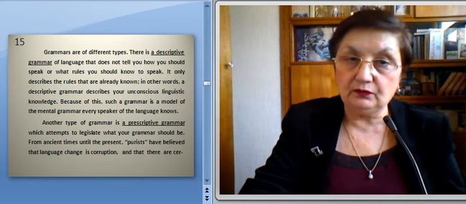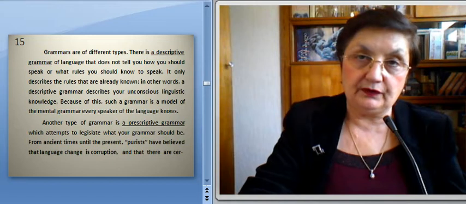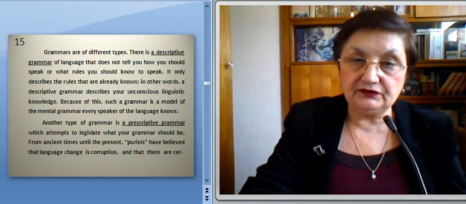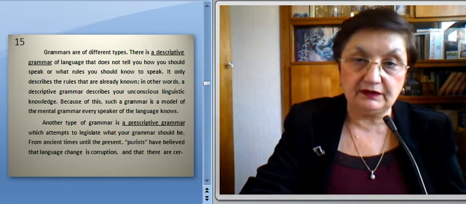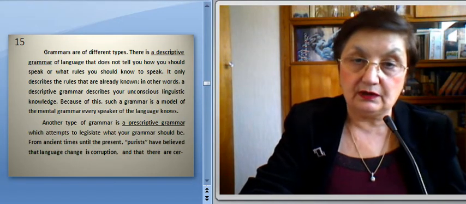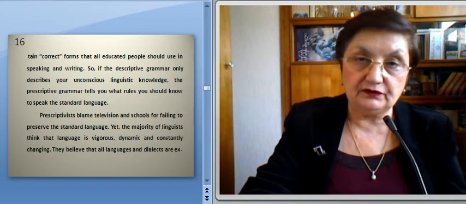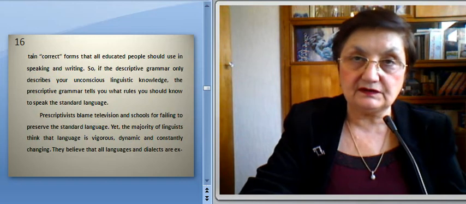Another type of grammar is a prescriptive grammar, which attempts to legislate what your grammar should be. From ancient times until the present, purists have believed that language change is corruption, and that there are some correct forms that all educated people should use in speaking and writing. So, if the descriptive grammar only describes your unconscious linguistic knowledge, the prescriptive grammar tells you what rules you should know to speak the standard language.